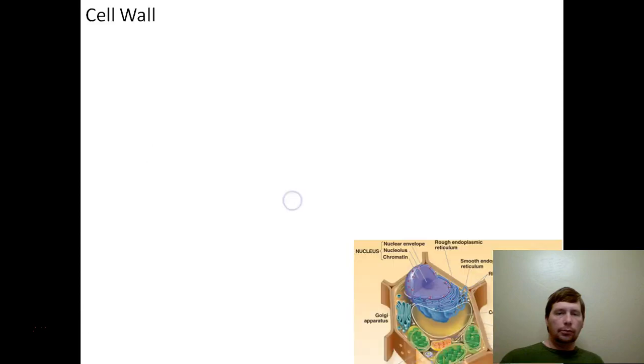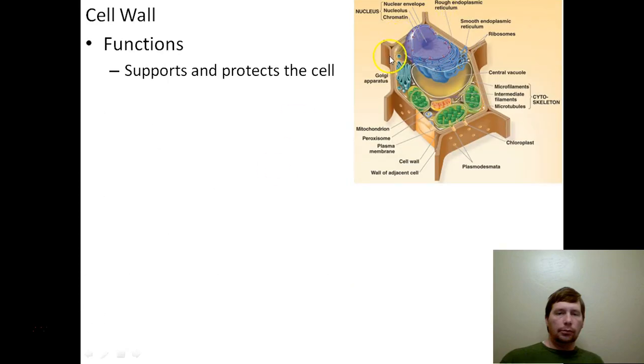Alright, so let's talk about the different parts of the cell, or organelles of the cell, and their function. I'm going to start from the outside and work my way in. So the very first one we're going to talk about is the cell wall. In some cells, not all cells have a cell wall, but in some cells the outermost layer is called the cell wall. And what the cell wall does is it supports the cell, it gives it strength and holds it together, and it protects the cell from damage.